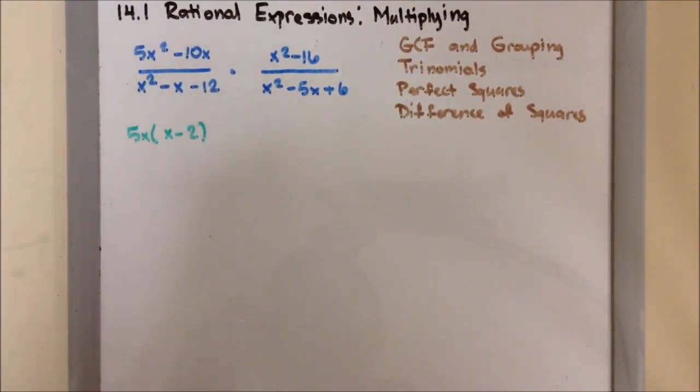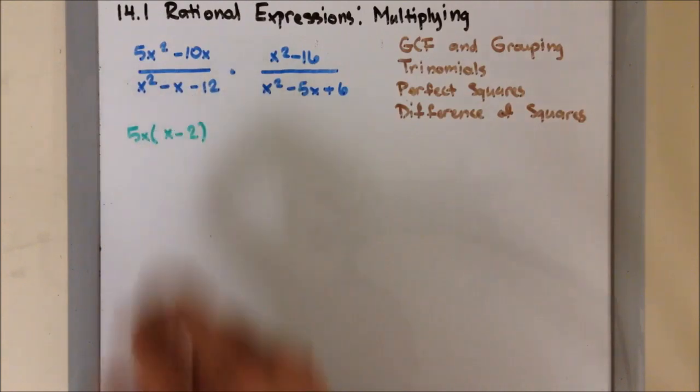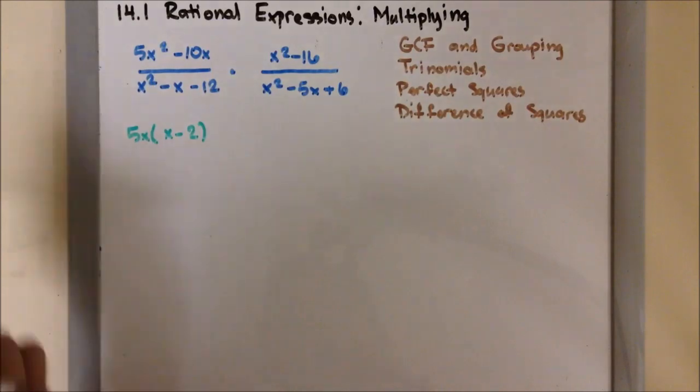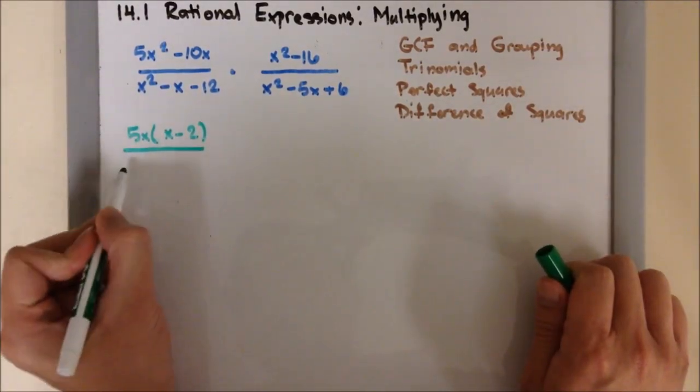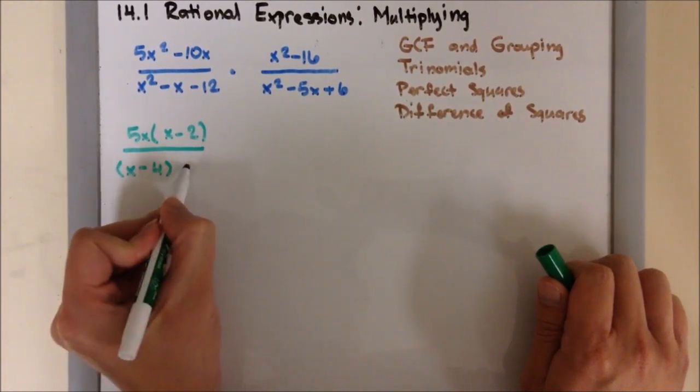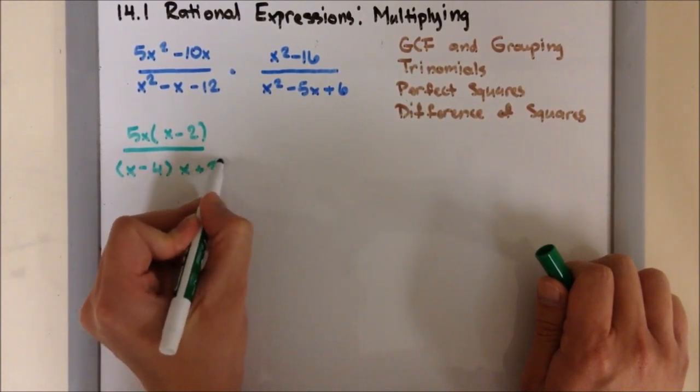I'm not going to do all the work as we did in chapter 13. That is expected for you to know how to do. I recommend that you use the space in your notes to write out the work so you can see the process, but here I'm not going to do the work for time's sake. And then on the bottom, x squared minus x minus 12 is 3 terms, so I'm going to use the method for factoring trinomials. When you factor, you should have x minus 4 times x plus 3.